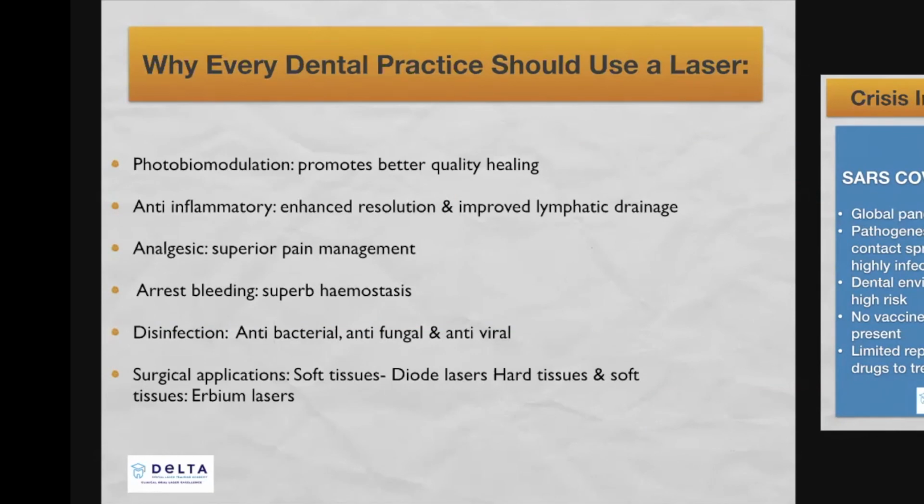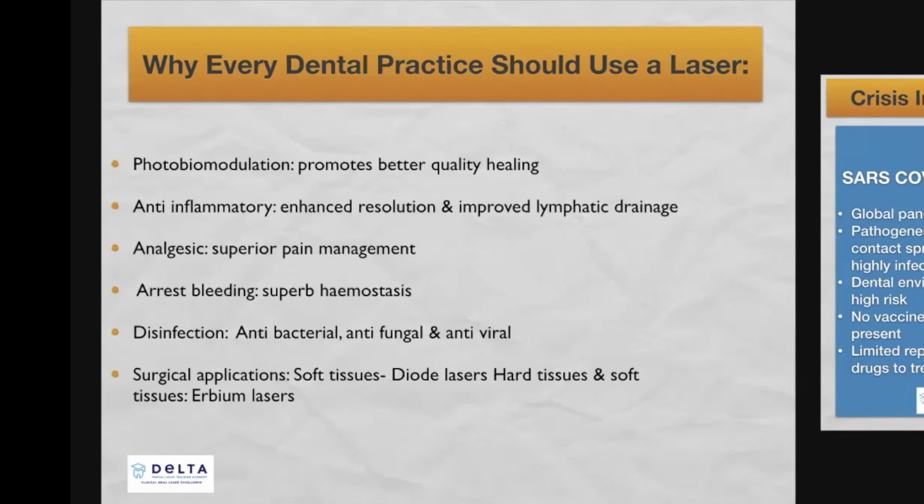And as such, with the majority of lasers being used nowadays being diode lasers, this is, as it were, a hidden benefit of being able to use the lasers within our daily practice.